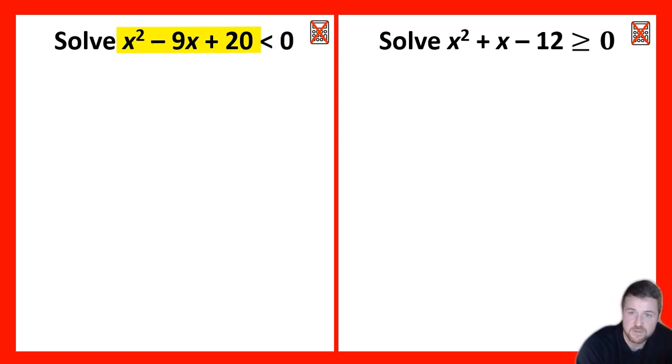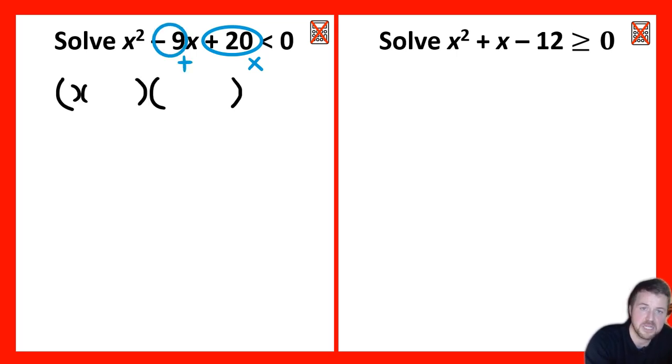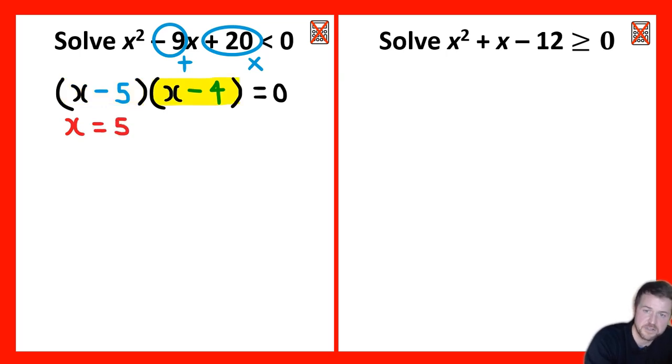Secondly, we factorize the quadratic expression, so looking for factors that multiply to give me positive 20 but add to give me negative 9, meaning my double brackets would be x minus 5 and x minus 4, which is less than 0. Thirdly, we need to find the critical points. This is the roots of the quadratic when equal to 0. If x minus 5 was equal to 0, x would be equal to 5. And if x minus 4 was equal to 0, then x would be equal to 4.